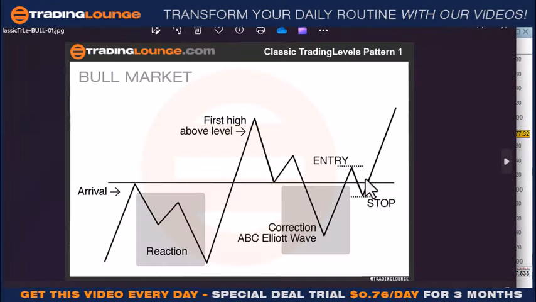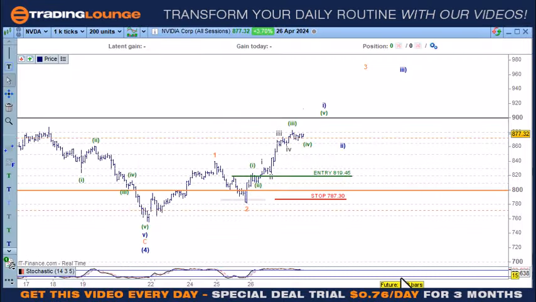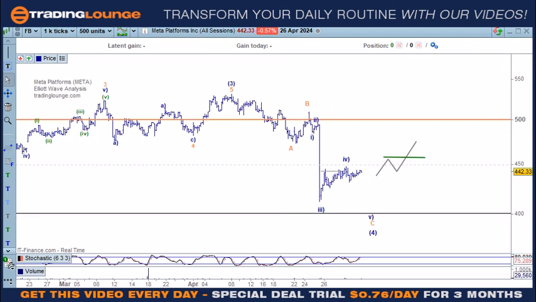in due course here. So we'll just wait to see what pattern occurs there, but we don't want to go long here again just yet, because we'll just turn green and we'll turn red. So we'll get our timing a little bit more perfect than that.